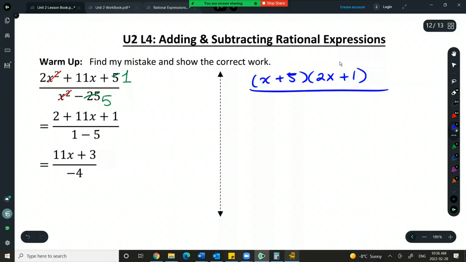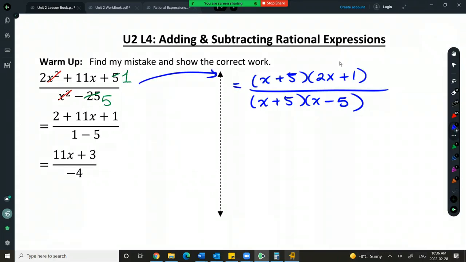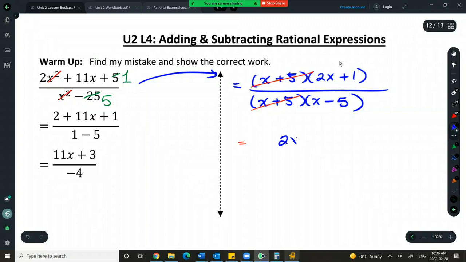Okay. And then on the bottom, I did difference of squares, so I got x plus 5 and x minus 5. Great. Difference of squares. Okay, so that would be the first step. That's what I should have done. Where to from here? Earl? Cancel the x plus 5. Okay. And I'm left with 2x plus 1 over x minus 5.